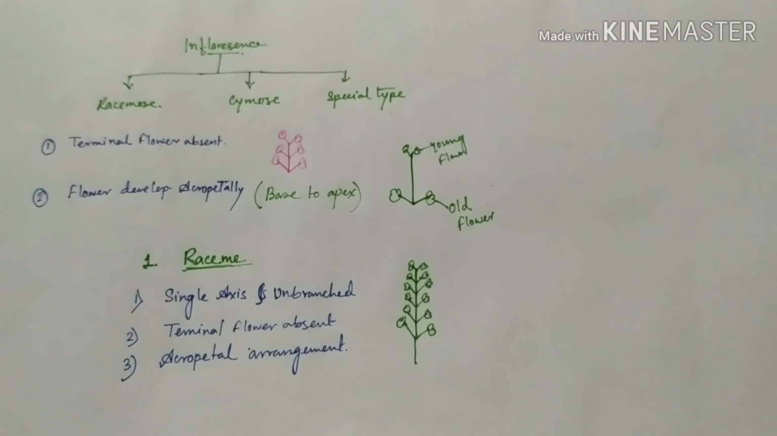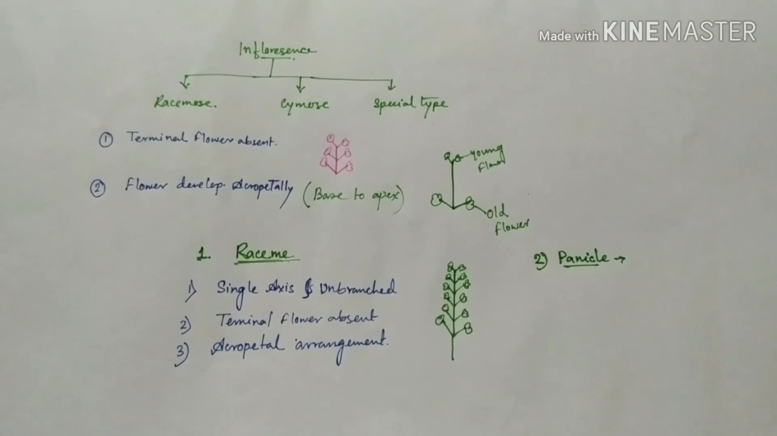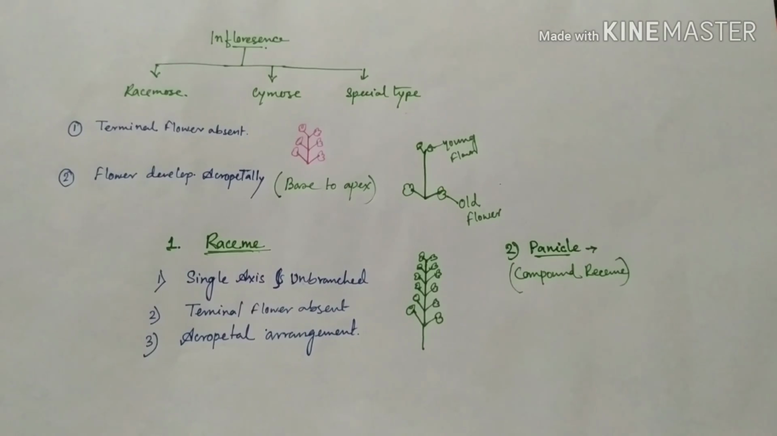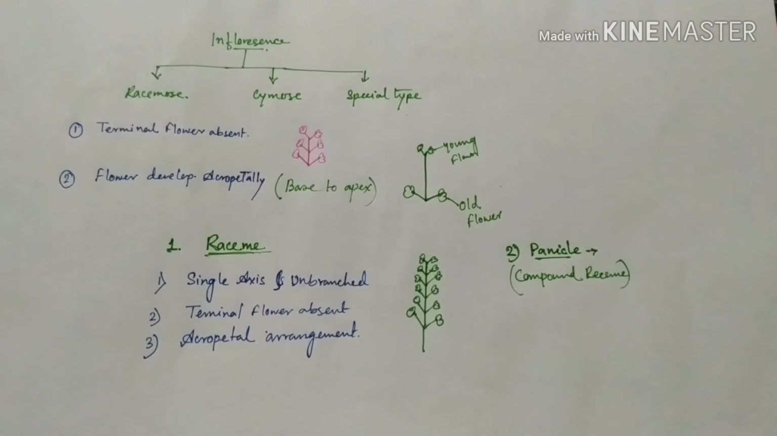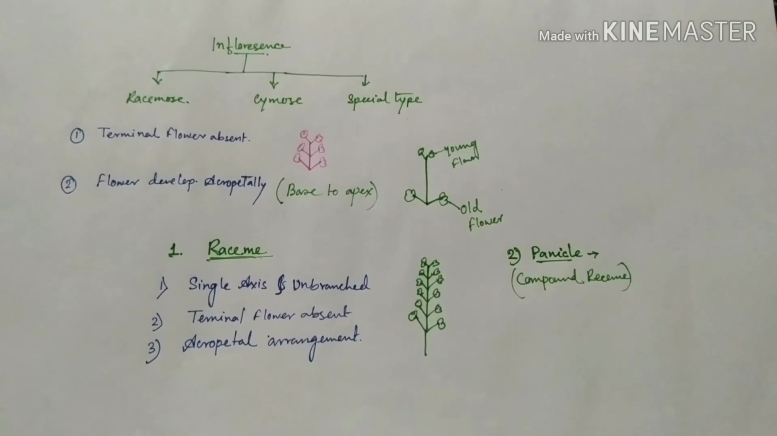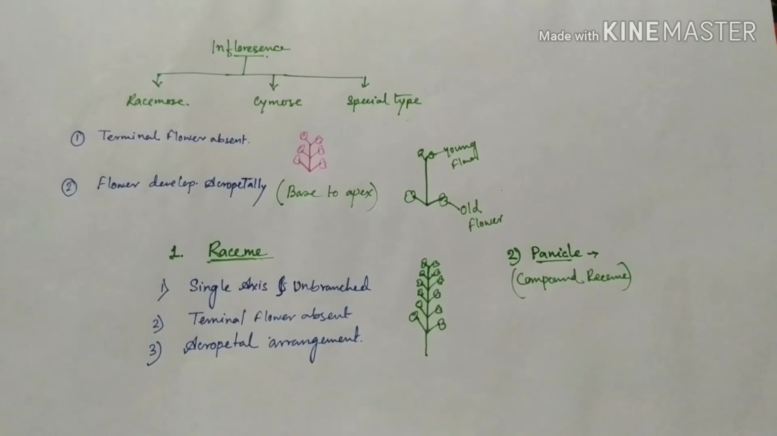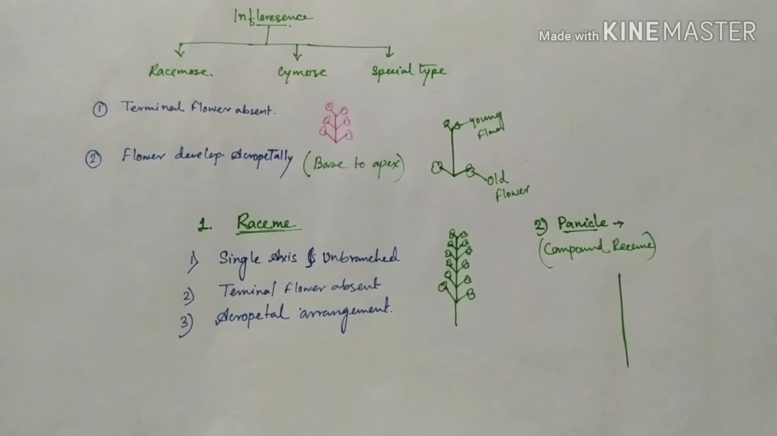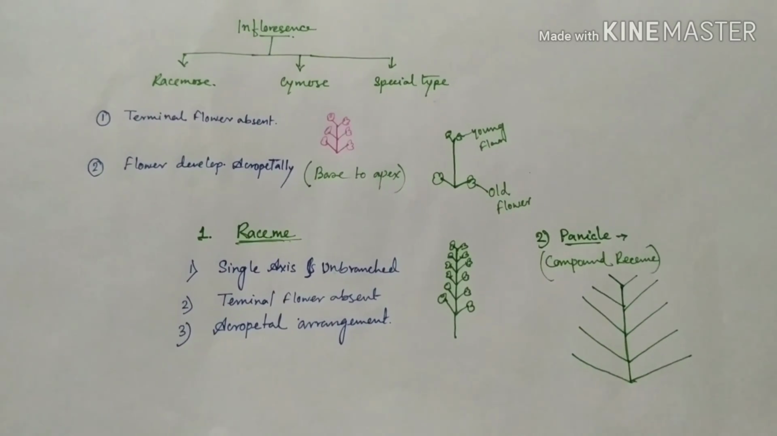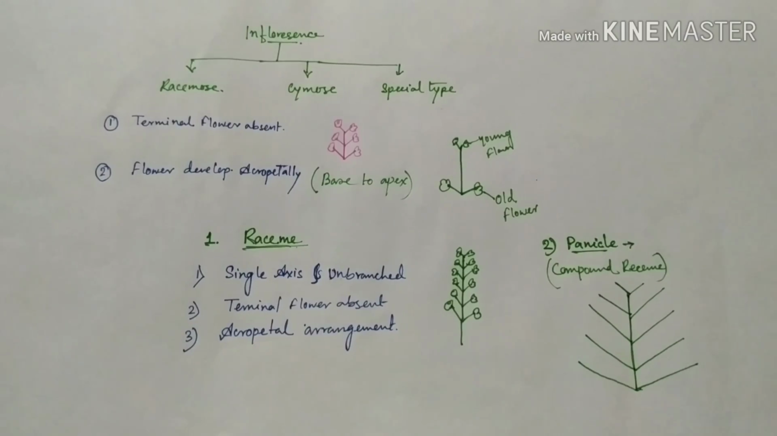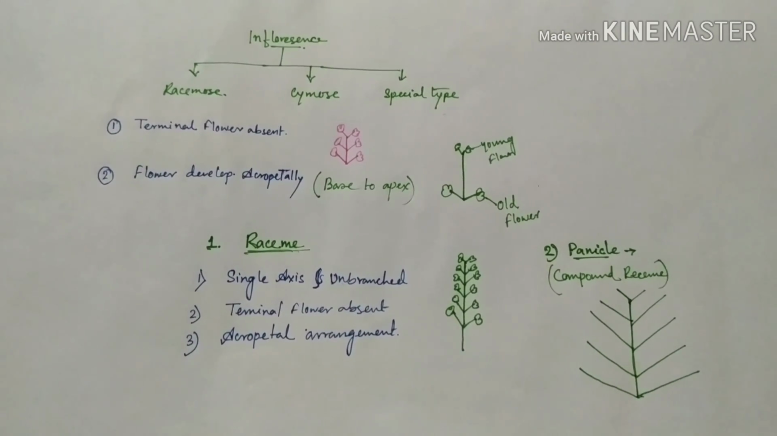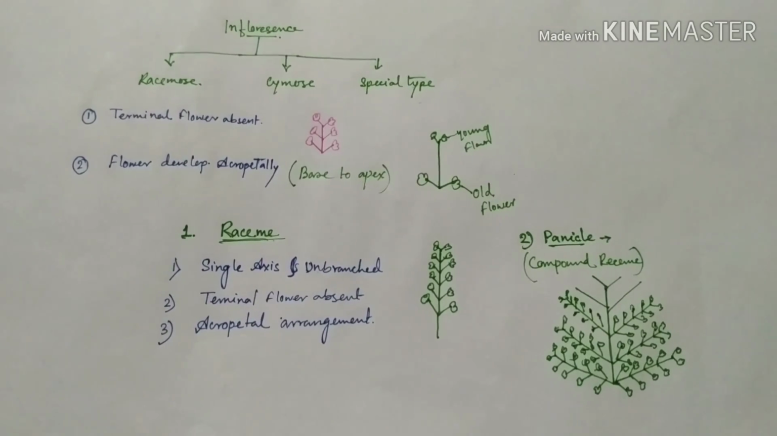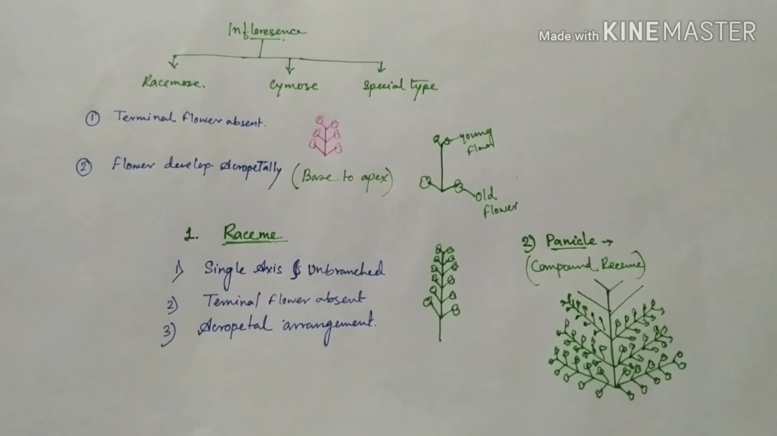Second inflorescence is panicle. We know panicle means compound raceme. In raceme, flowers develop from a single axis or rachis, and in case of panicle, flowers develop as a raceme, but it makes a branch-like structure. So this is the main axis, and from this axis many branches are produced acropetally, and then these branches contain flowers in acropetal arrangement. So this is about panicle or compound raceme.